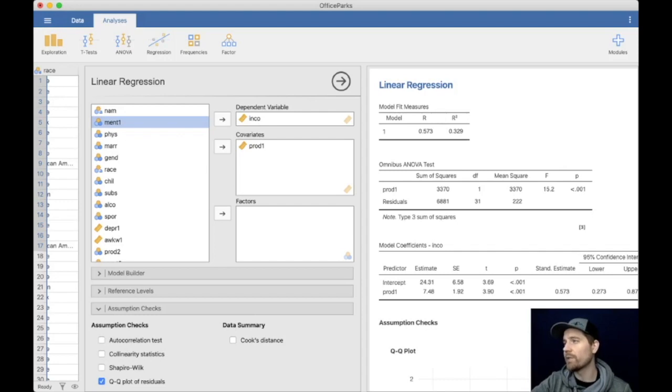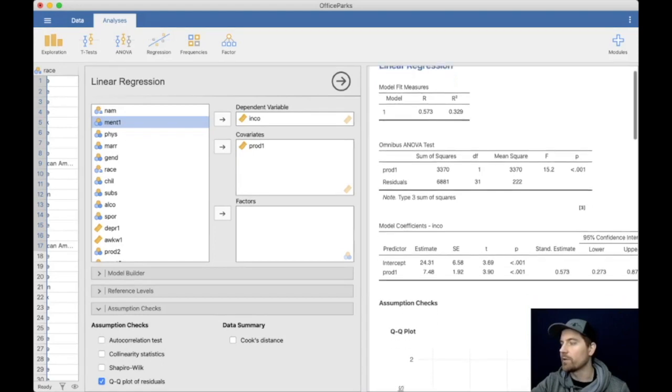The omnibus ANOVA test, you'll recognize from the ANOVA part of the class. This is just telling us that productivity significantly predicts the outcome. Right now, this doesn't tell us really anything more beyond what we're going to get in the coefficients. But it's good practice to have this, and there's going to be cases where it gives us really useful information, especially with categorical variables.